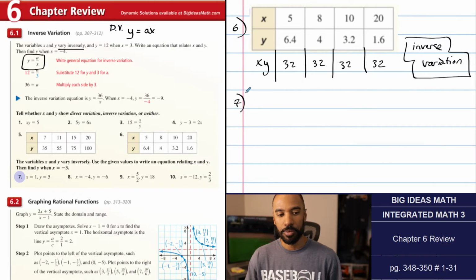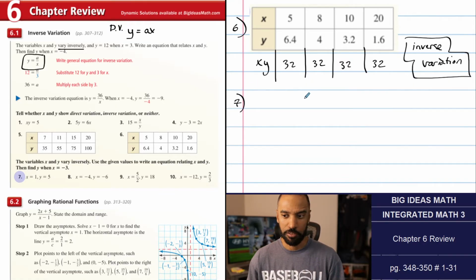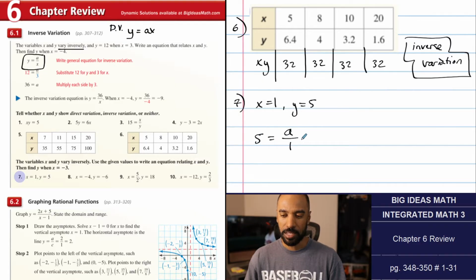Numbers 7 through 10 are like the example up top. The variables x and y vary inversely. No more direct variation. It's all inverse from here. It's all using y equals a over x. Use the given values to write an equation relating x and y. For example, x equals 1, y equals 5. We will substitute y equals a over x and then solve for a.